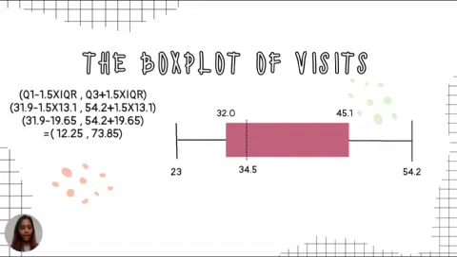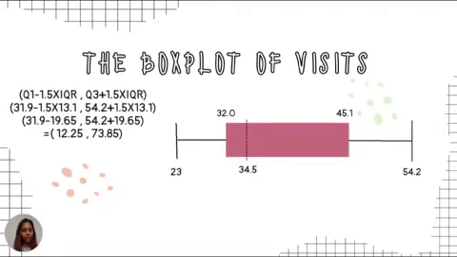So Q1 minus 1.5 times IQR, and Q3 plus 1.5 times IQR. So next, 31.9 minus 1.5 times 13.1, and for Q3, 54.2 plus 1.5 times 13.1. So the final answers will be 12.25 and 73.85. So the box plot is here.